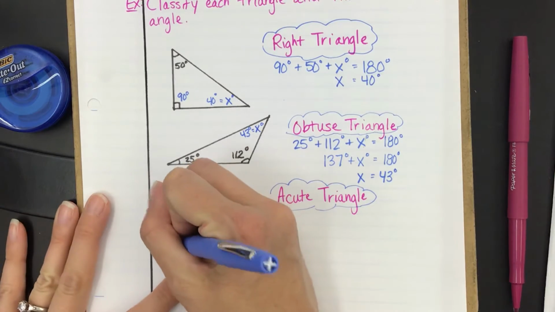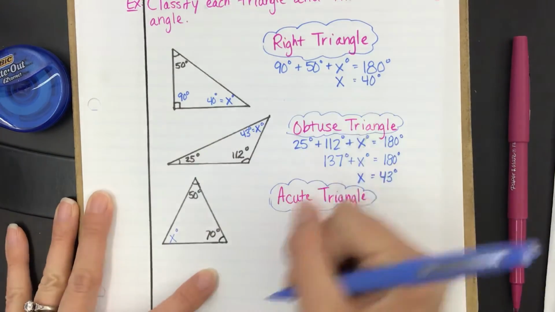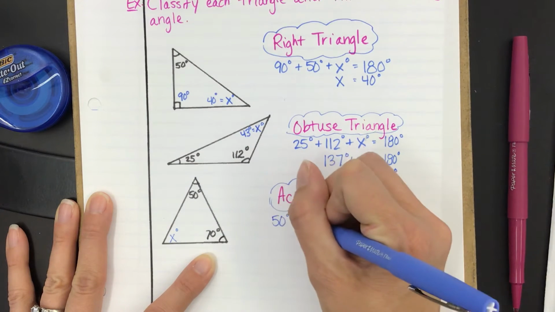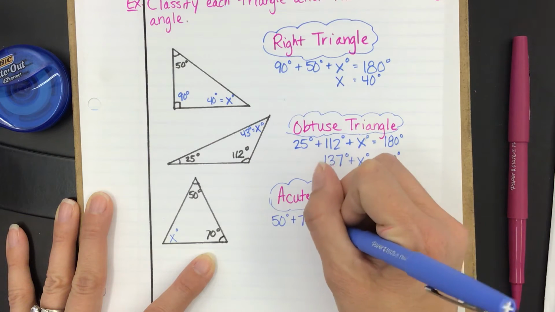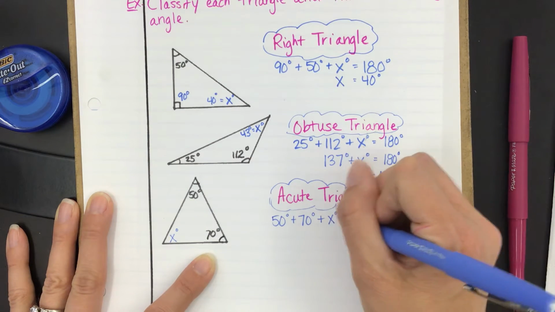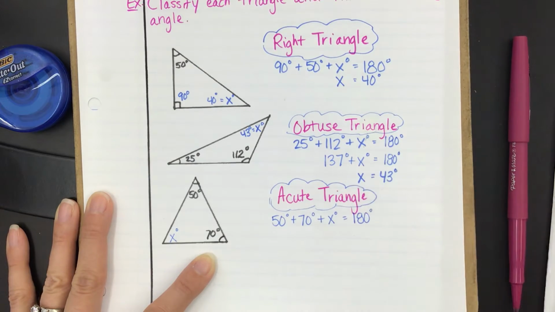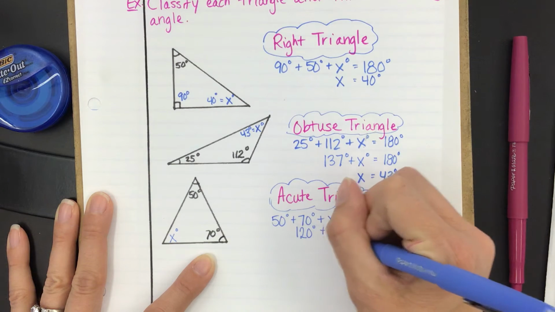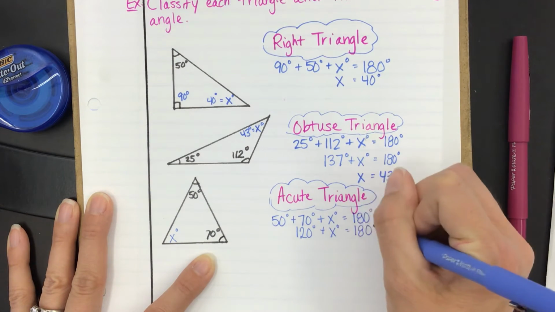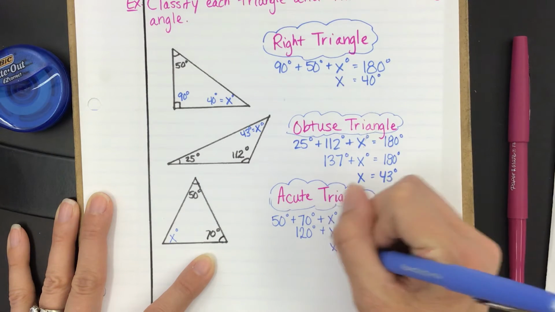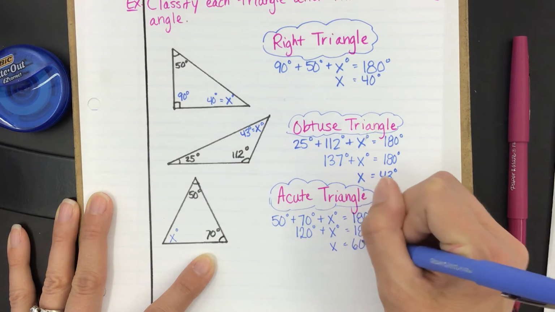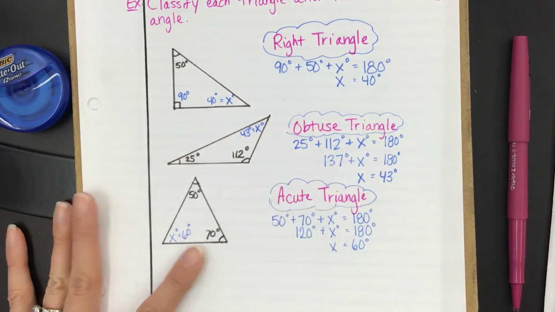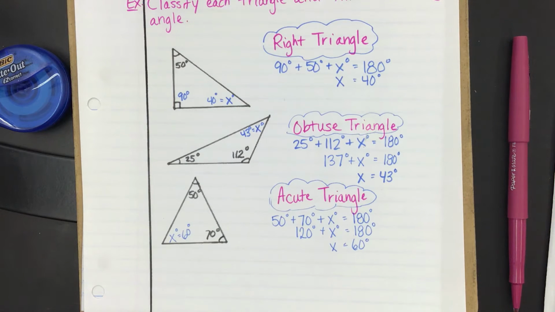And if we want to find our missing angle, we're just going to add these all up. So this will be 50 degrees plus 70 degrees plus x degrees is equal to 180. So this is 120. Subtract 120 from both sides, and then you get x is equal to 60 degrees. So this angle right here is 60 degrees. So that's the triangle sum theorem.